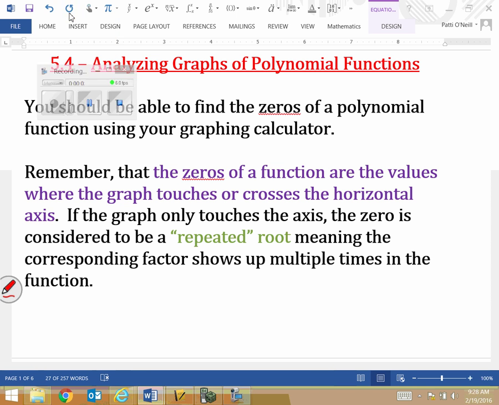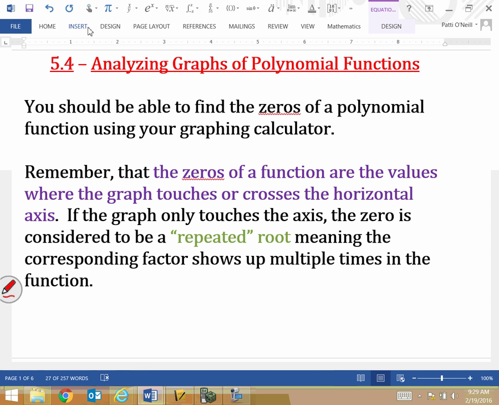Hi everyone, this is section 5.4, which is called Analyzing Graphs of Polynomial Functions. I'm going to ask that you have your graphing calculator with you as we go through this section so that you can do a few of the examples together with me and you'll understand the process of using your calculator.